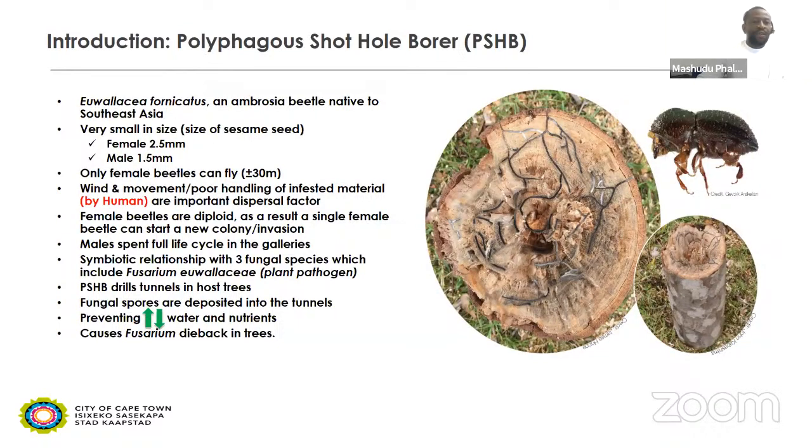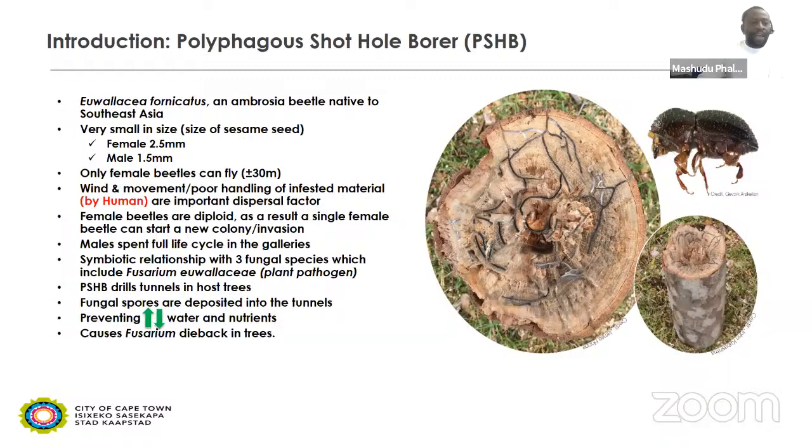The female beetles are diploid, meaning that they do not need to mate in order to reproduce. So a female beetle is able to lay eggs that can produce offspring, but in this case they only produce male offspring, which they will subsequently mate with, and then start to increase the colony. This kind of reproductive phenomenon makes it very difficult and complex to manage or to eradicate this beetle.